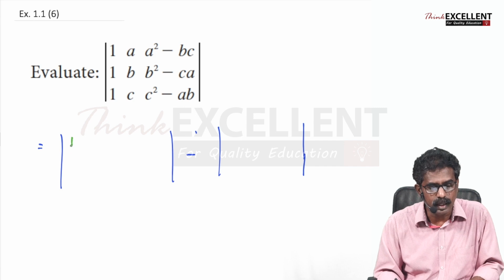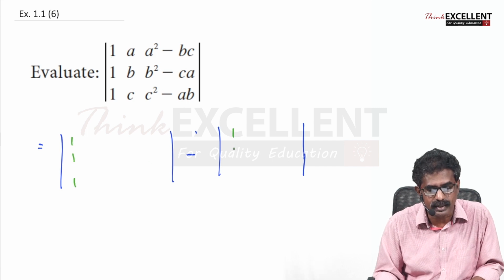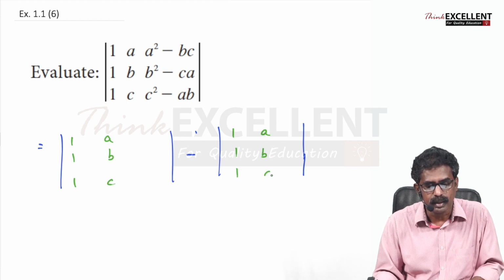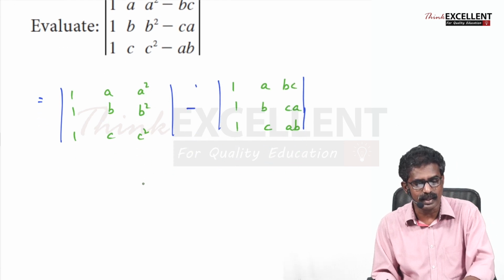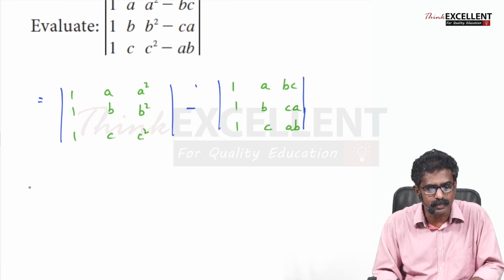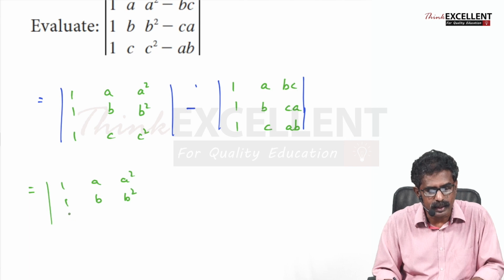First column 1, 1, 1 in both the cases. Second column is A, B, C for both. Third column is, for the first one, A square, B square, C square, and for the next one it is BC, CA, AB. Minus already we have taken, right? So now let us see. First one I am writing as it is: 1, A, A square; 1, B, B square; 1, C, C square.